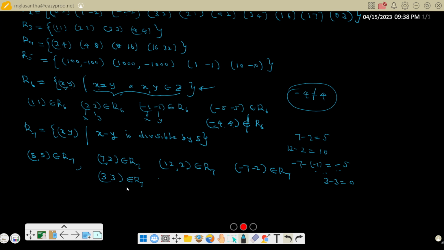R7 is an infinite relation. Suppose you are to write down a finite relation condition, you can write it down very easily.